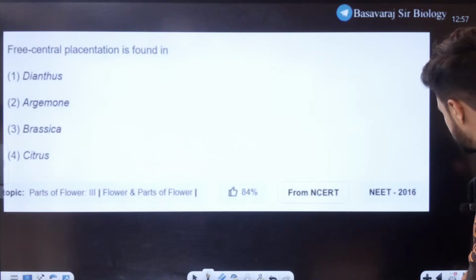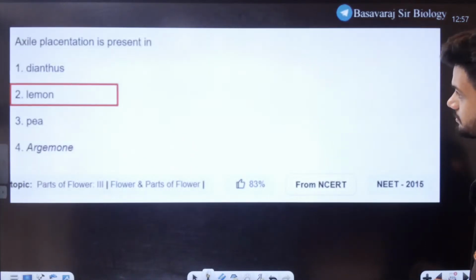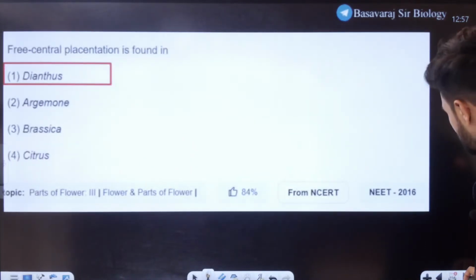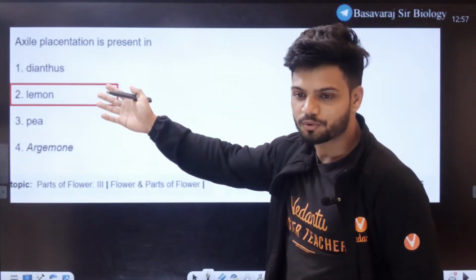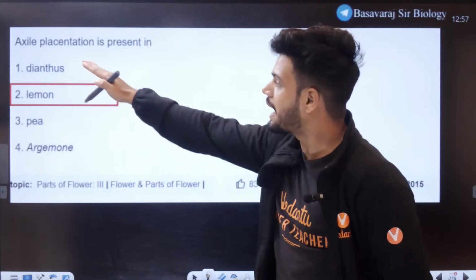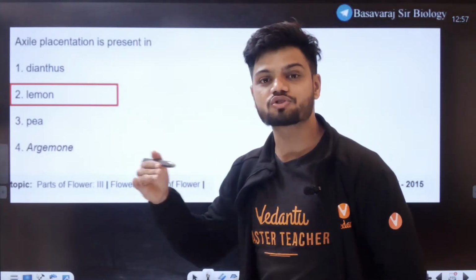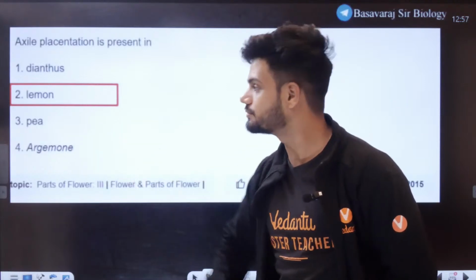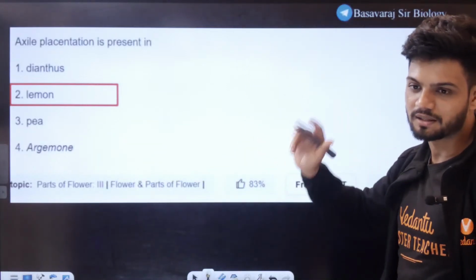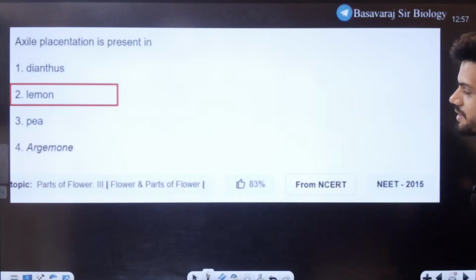Dianthus and primrose. Students, the answer was seen by mistake. Imagine you didn't see the answer, you tell me the answer now. Axial placentation is seen in Allow China to live: China rose, lemon and tomato. Ignore the answer, tell me the answer now. Option number, what is the answer?